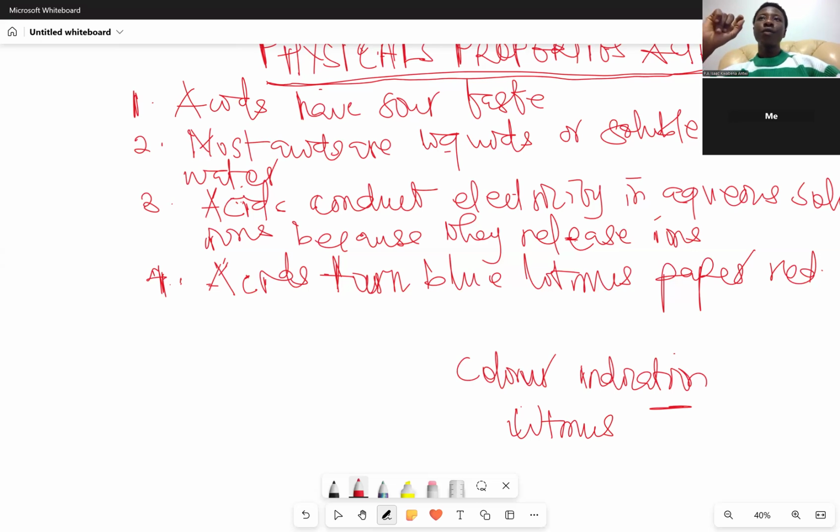So if you dip a red litmus paper in an acidic solution, it will remain unchanged because the color code of acid is red. So if you put a red litmus paper in an acid, it will still remain red. But the moment you bring a blue litmus paper, it will turn red because the color code of acids on litmus paper is red.